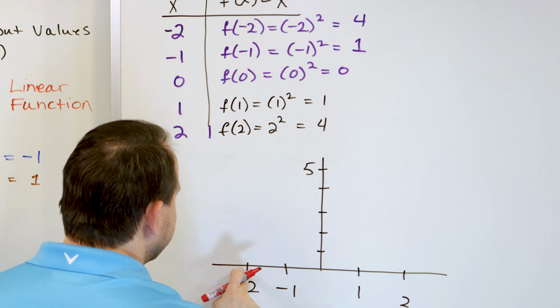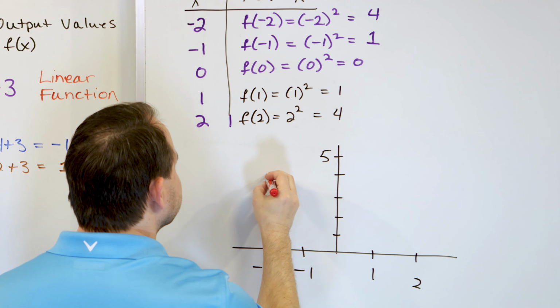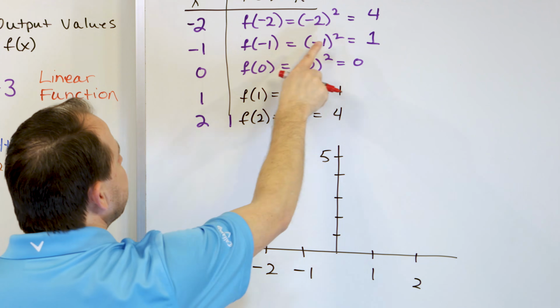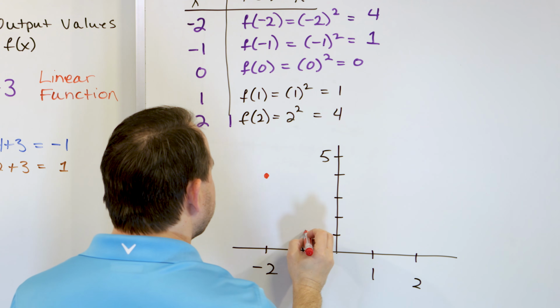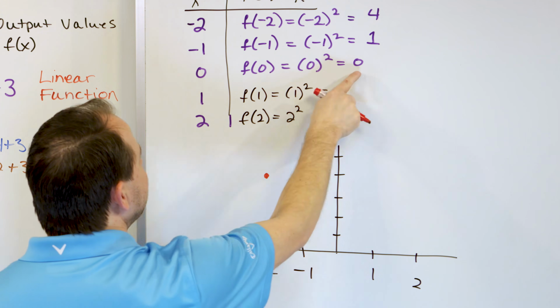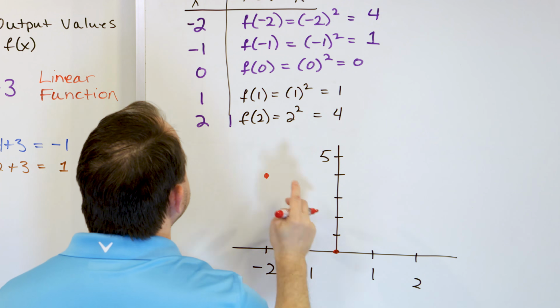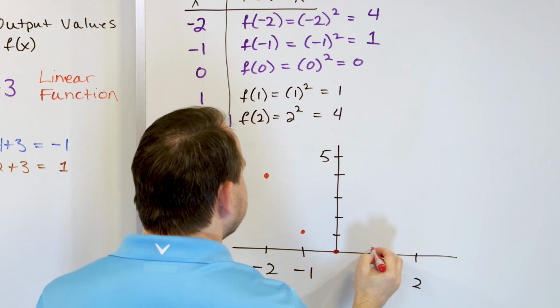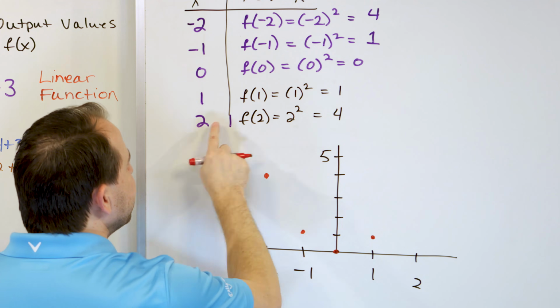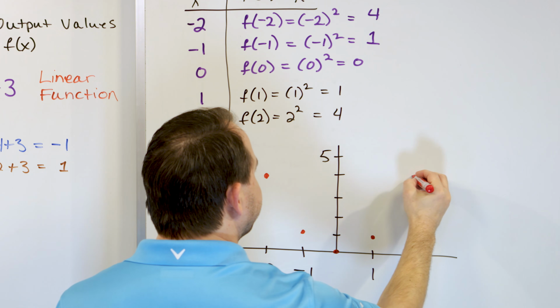-2, 4 means -2 way up here at 4. That's what it looks like at the beginning. Then -1, 1 is way down here. Then we have 0, 0, that's right at the origin. Then we have 1, 1, 1 over here, 1 up is right there, and then 2, 4 is up here.